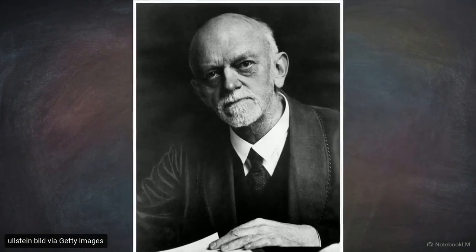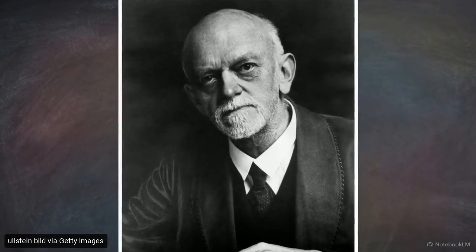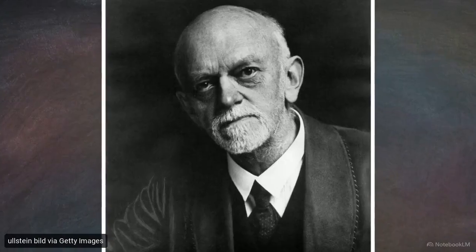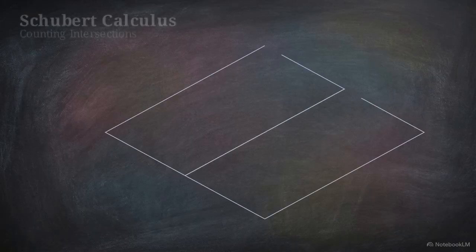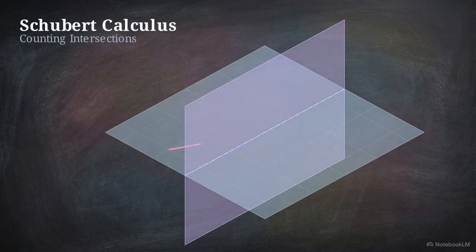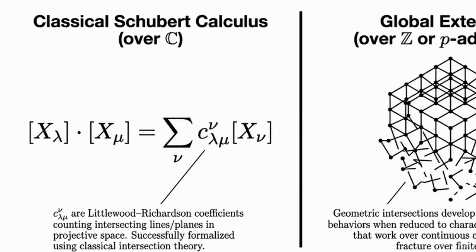David Hilbert issued a specific mathematical challenge: provide a rigorous foundation for Schubert calculus, the branch of geometry used to count how objects like lines and planes intersect in projective space. Over continuous complex numbers, this theory works predictably. Intersecting geometric varieties produces clean counts represented by Littlewood-Richardson coefficients.